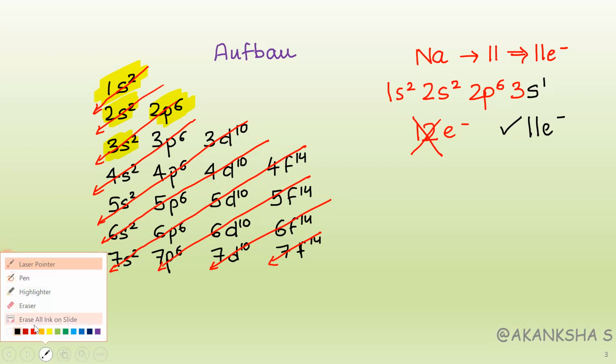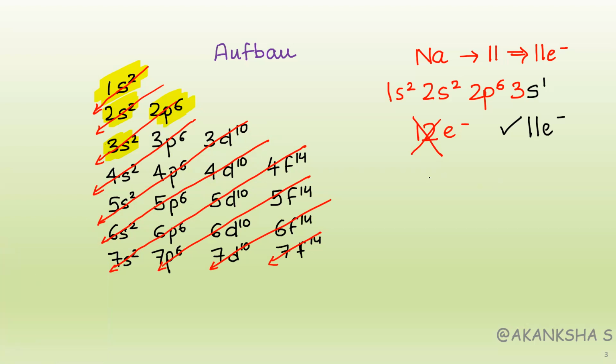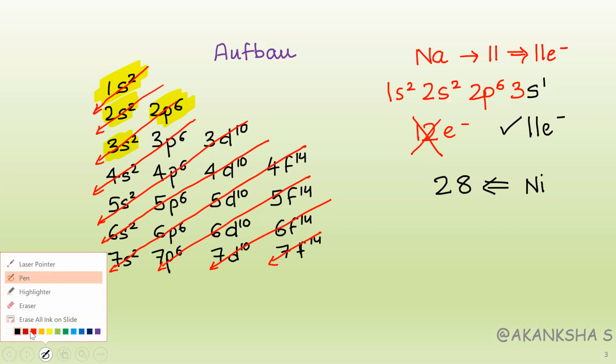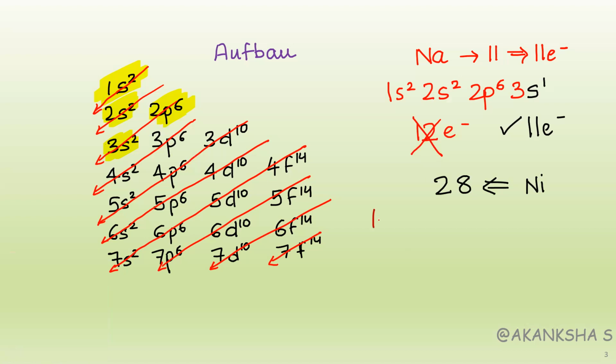Let's say we get a number like, for example, 28. 28 generally is for nickel. Now, how do we go about it? Let's try to understand. We'll start from 1s2. Then there is 2s2, 2p6. Totally they make up how much? 10. Okay.